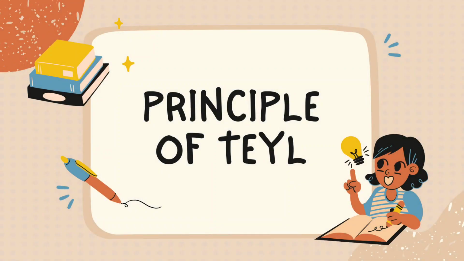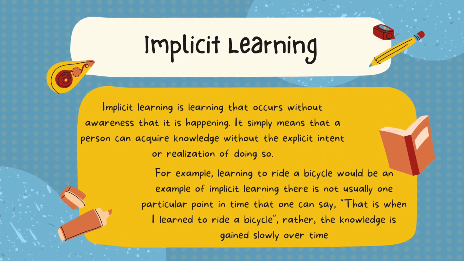Okay, for the first material is about the principle of TEYL. And in this material, there are four principles. For the first one is implicit learning. Implicit learning is a learning that occurs without awareness that it is happening. It simply means that a person can acquire knowledge without the explicit intent or realization of doing so. And in this type of learning, the learned skill can be performed automatically and rapidly.